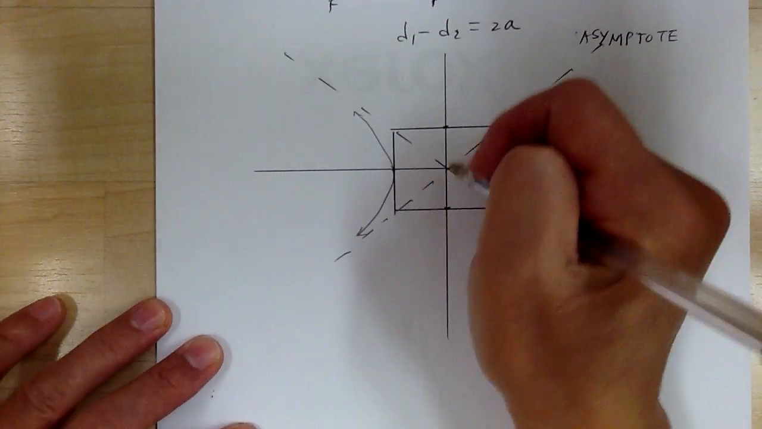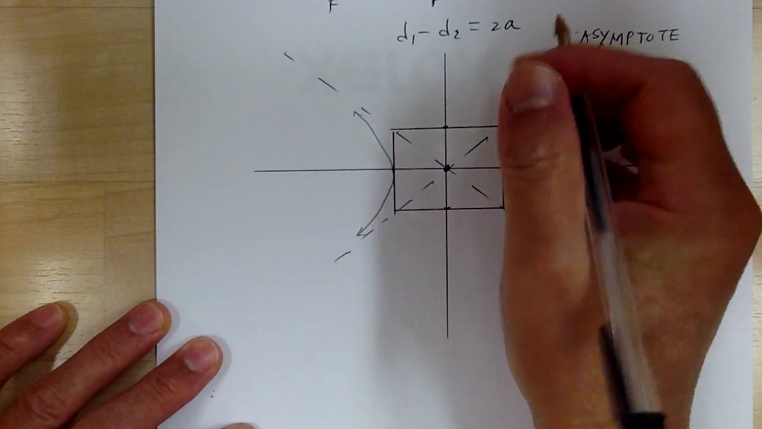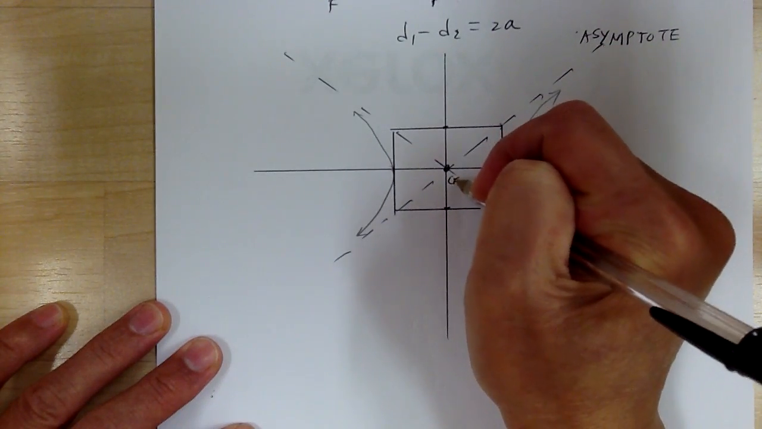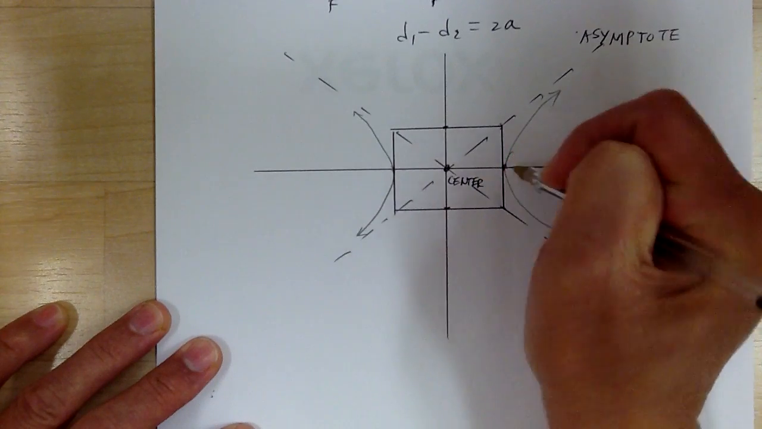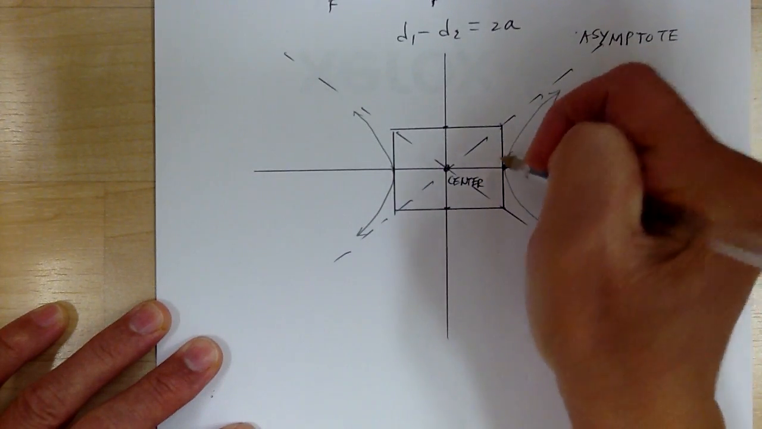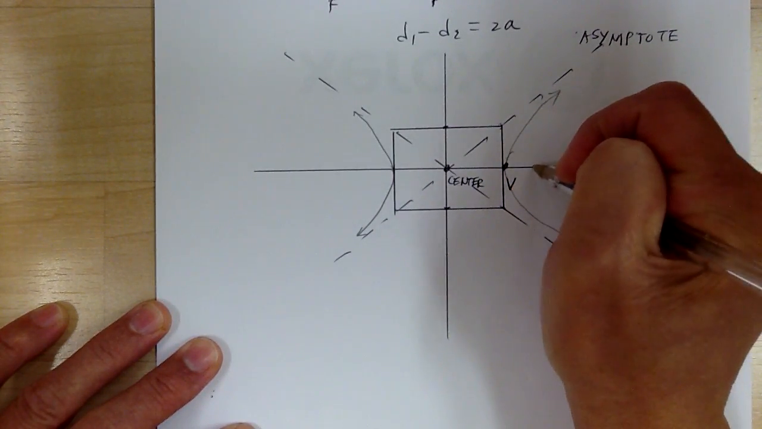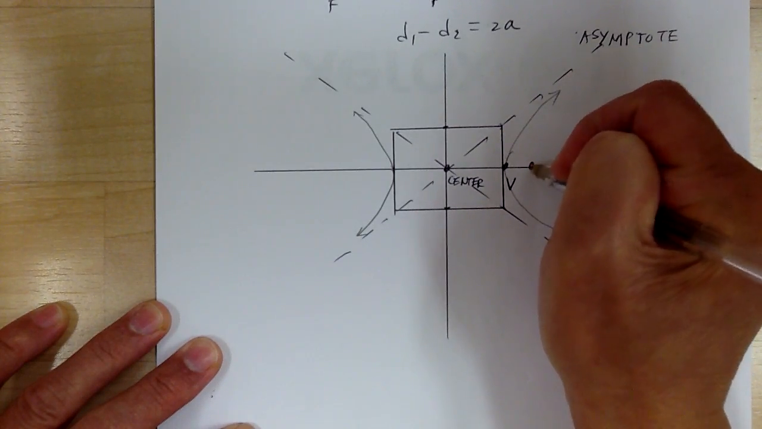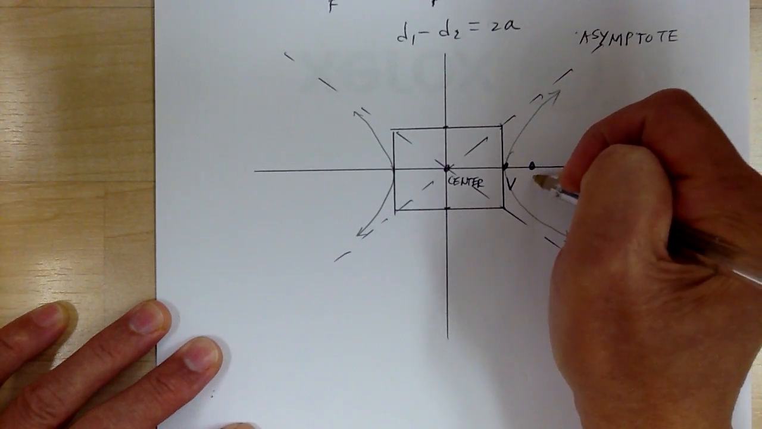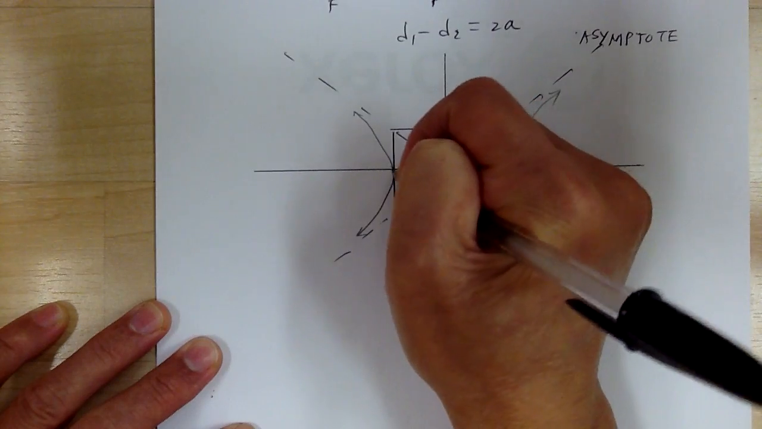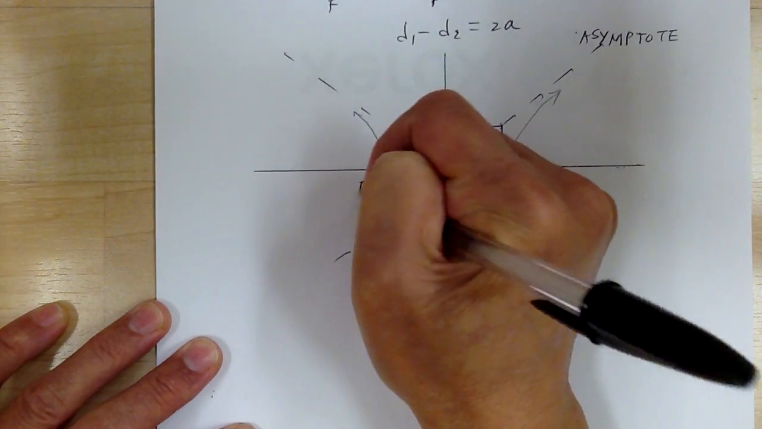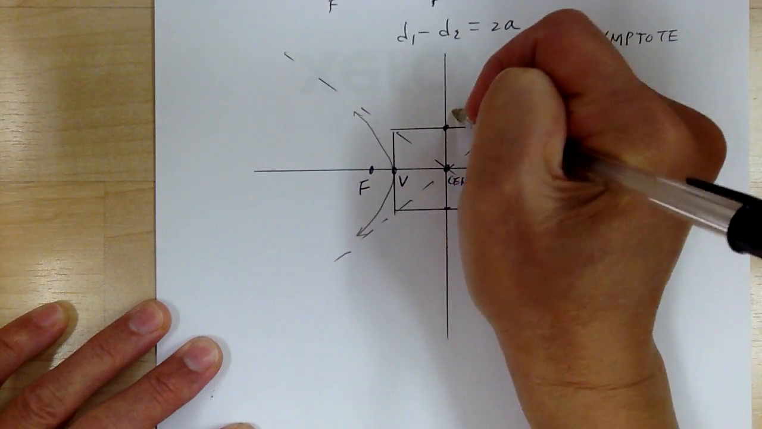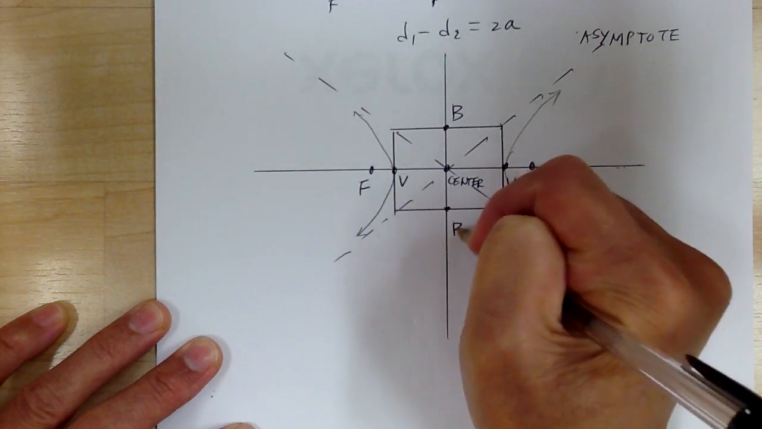Okay. So this is the center over here. This point is the center. This is the vertex, V, and you're going to have a point over here, and this will be the focus. So this is the V, and this will be the focus. Again, this point over here is the B, and this is the B.